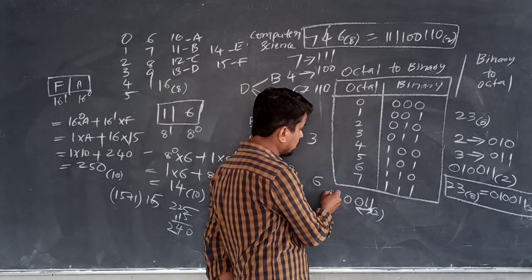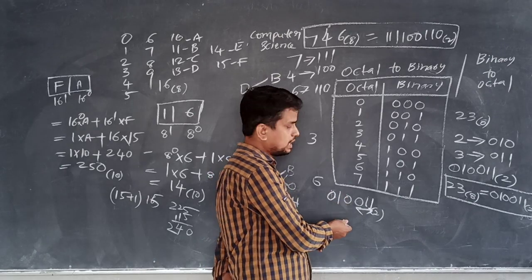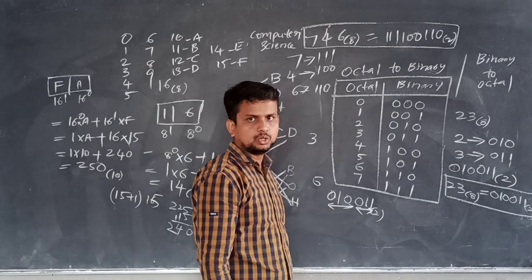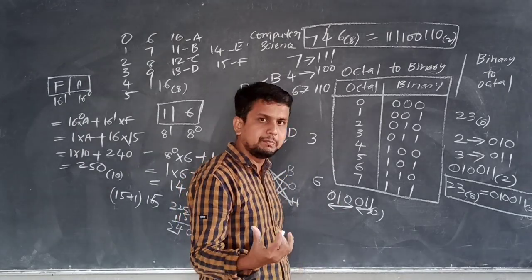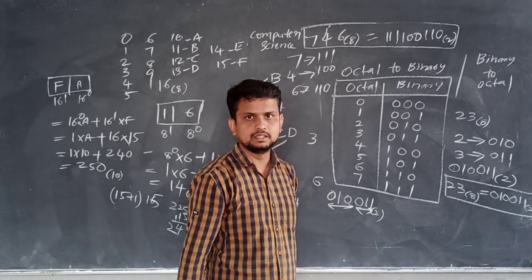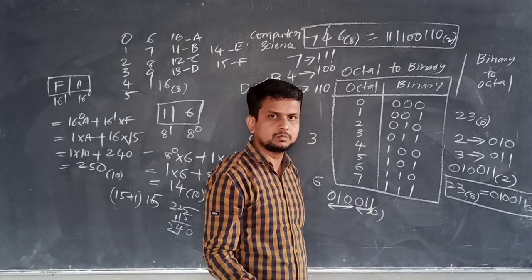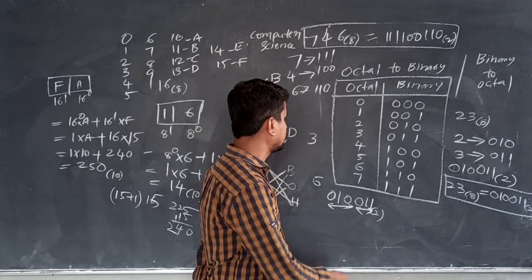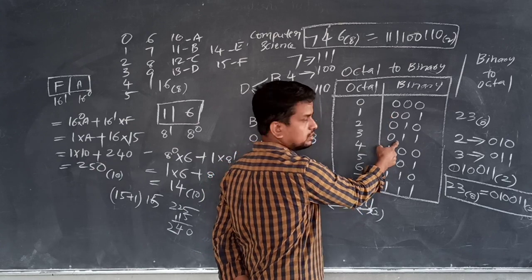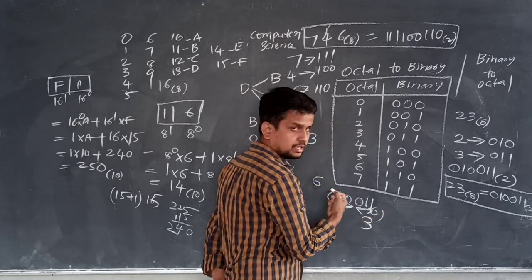If not, include another 0 here. If you include another 0, it won't change the value, right? So again this is 3 bits in one group. Group each 3-bit binary number from right side to left side and separate. Then place each 3-bit binary number by its equivalent octal digit. Now identify 011. Did you identify it? 011, the equivalent octal number is 3. Place 3 here.